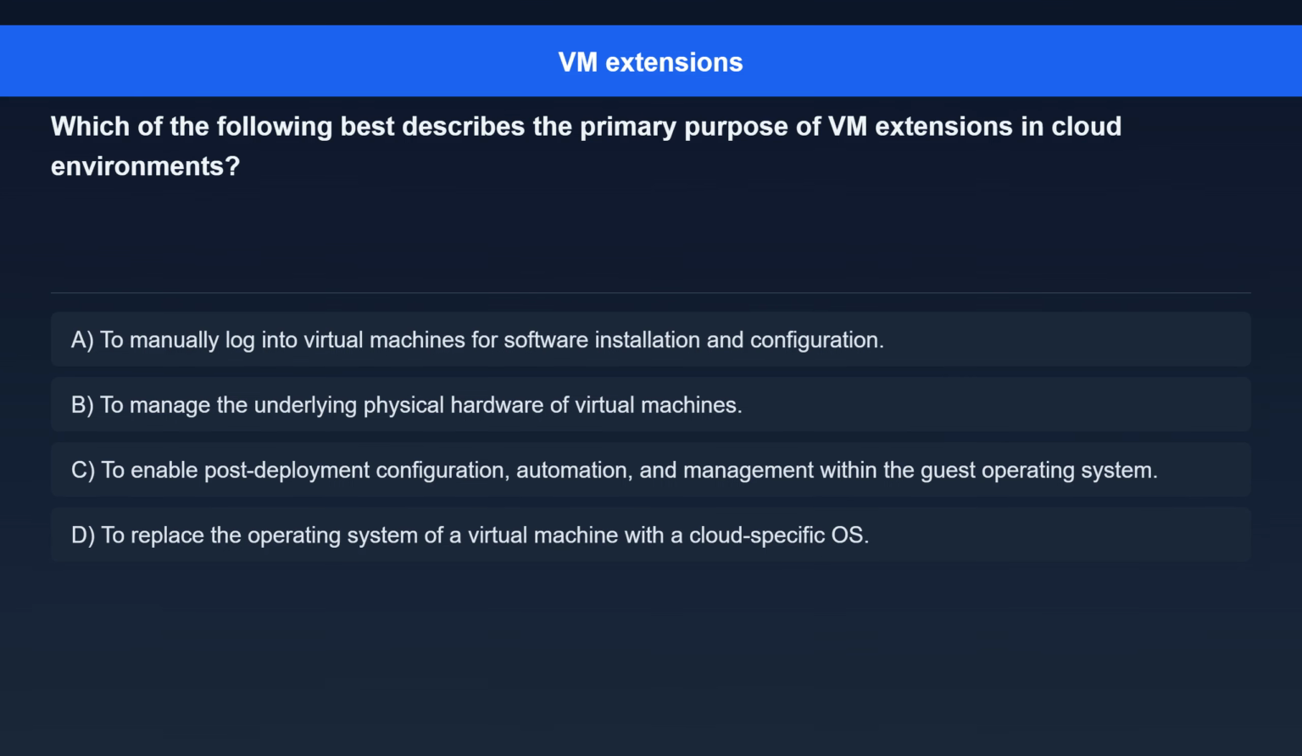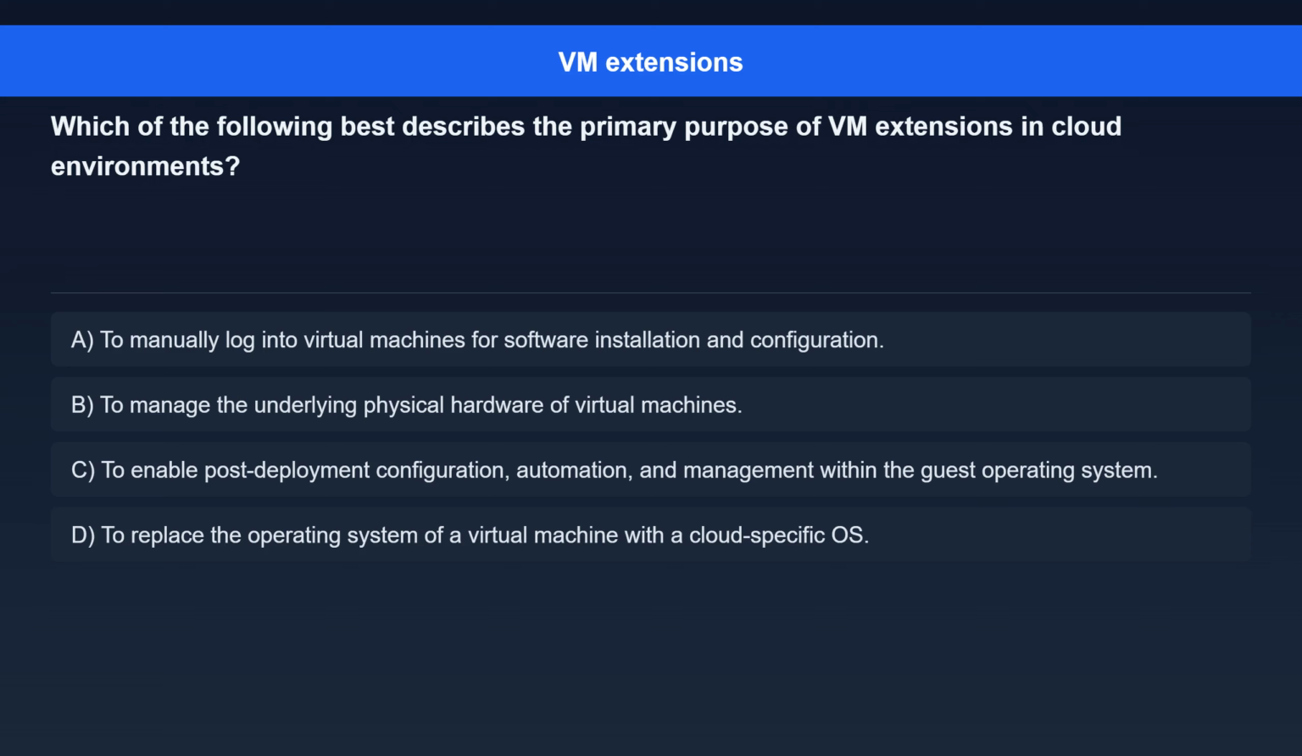Question 1. Which of the following best describes the primary purpose of VM extensions in cloud environments? Option A. To manually log into virtual machines for software installation and configuration. Option B. To manage the underlying physical hardware of virtual machines. Option C. To enable post-deployment configuration, automation, and management within the guest operating system.